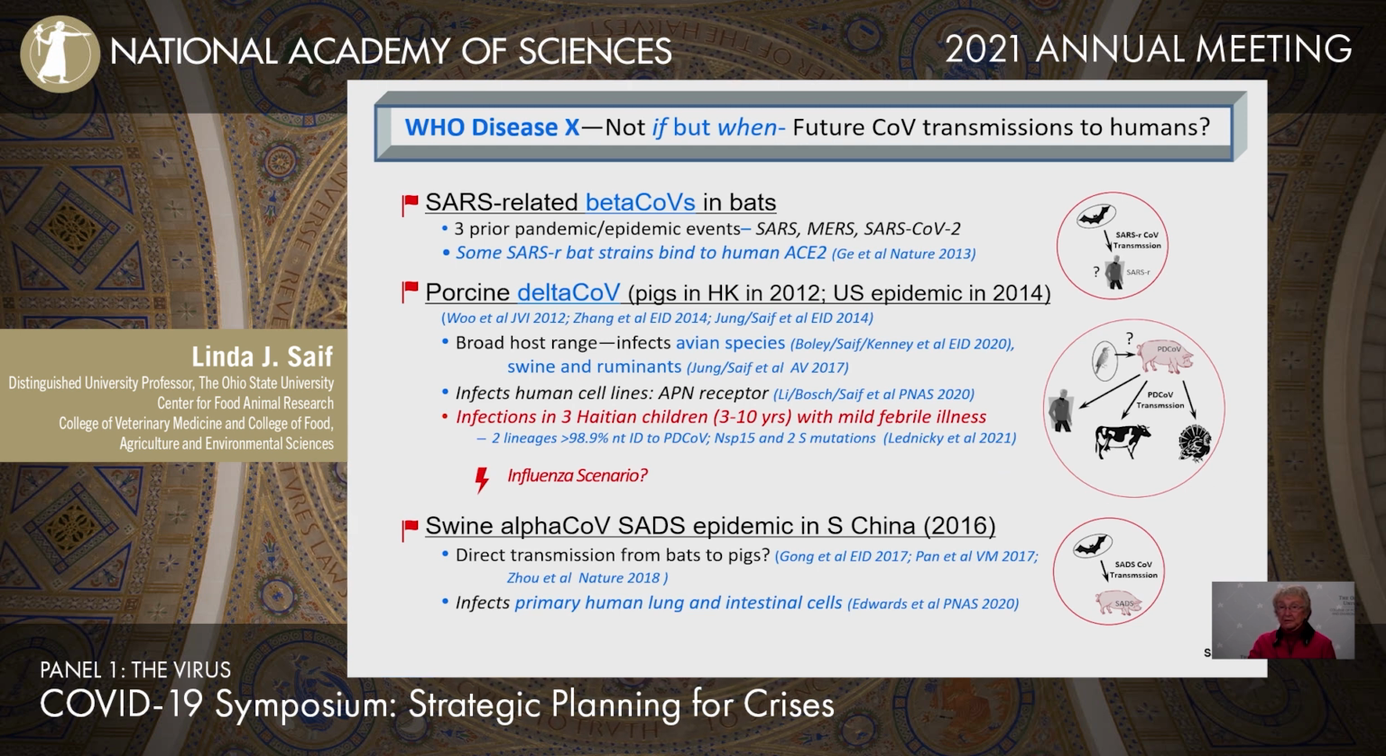humans or other species. So the third virus is the swine alpha coronavirus, severe acute diarrhea syndrome epidemic in pigs in southern China. There's genetic evidence for direct transmission from bats to pigs that killed about 25,000 baby pigs in southern China. And more concerning is that this virus was shown in Dr. Baric's lab to infect primary human lung and intestinal cells.